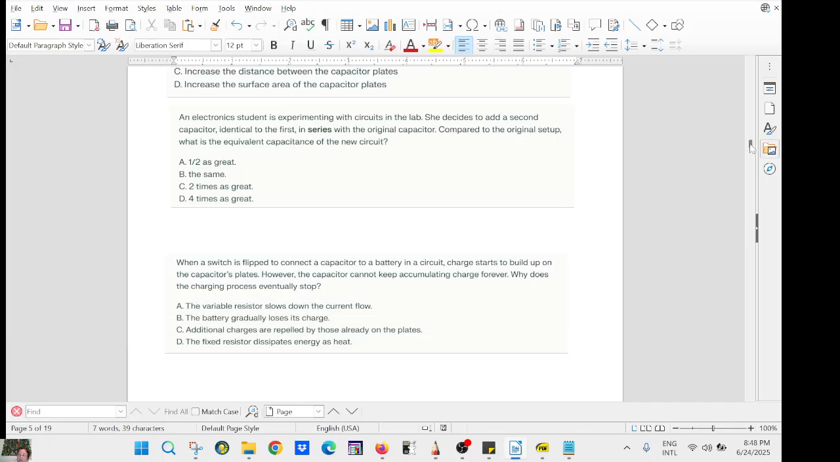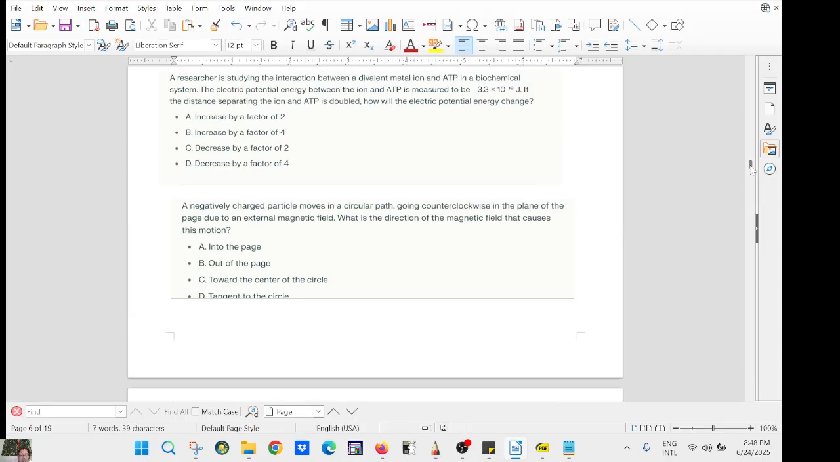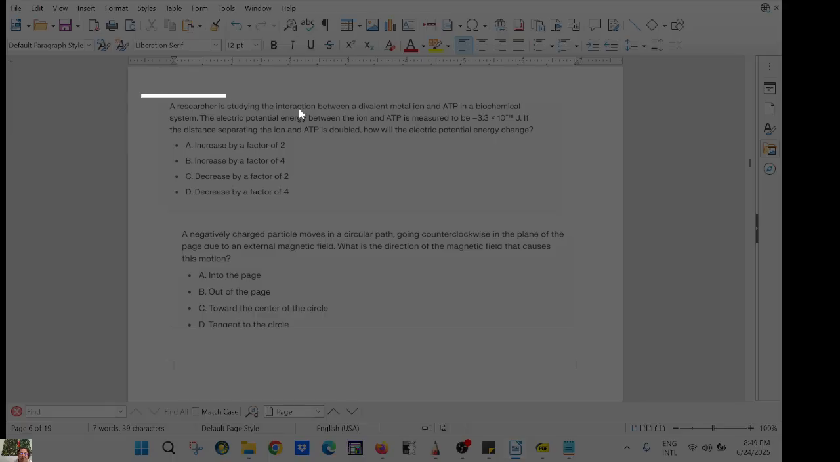Okay, so let's move to electromagnetism, but easy questions, very simple questions. I think we did. Okay, so this question here with an application in biology, ATP, biological system. So they are talking about the electric potential energy. So don't think too much about the biochemistry here. Just think physics right away.